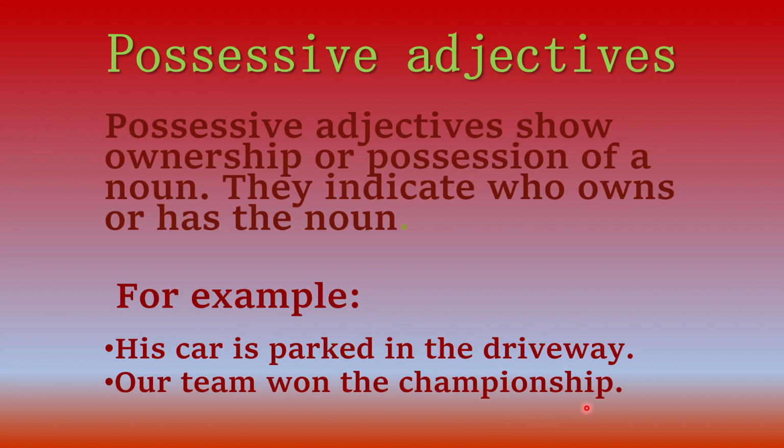Our team won the championship. Our team, this is the ownership. Won the championship, this will be your possession, to win that particular thing in a particular match. So in possessive adjective, it's only about the ownership or possession in a sentence. Okay. Fine. Let's move further.